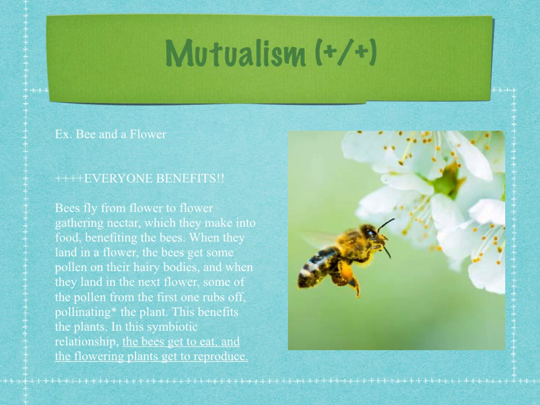When they land on a flower, the bees get some pollen on themselves, and when they land on the next flower, some of the pollen from the first flower rubs off, and that pollinates the plant. That obviously is going to benefit that plant. So in this relationship, both the bee and the plant are benefiting. The bees get to eat, and the flowering plants get to reproduce. So in mutualism, both the bee and the flower are mutually benefiting.